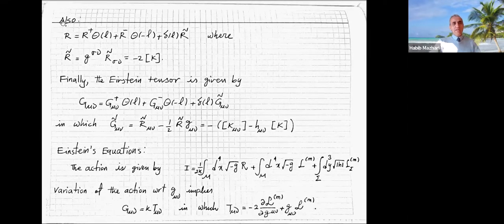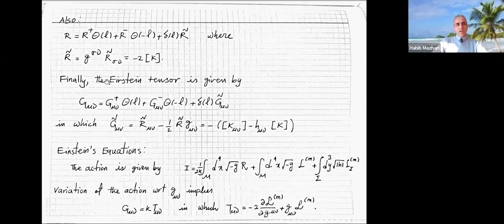Now we have R, the last quantity to be calculated, because our aim is to use what we find to construct the Einstein equation, or Einstein tensor. The Ricci scalar is also the contraction of the Ricci tensor, and it is easily given in the form you see here. The discontinuity in the Ricci scalar is also given here. It's just minus 2 multiplied by the trace of the extrinsic curvature.